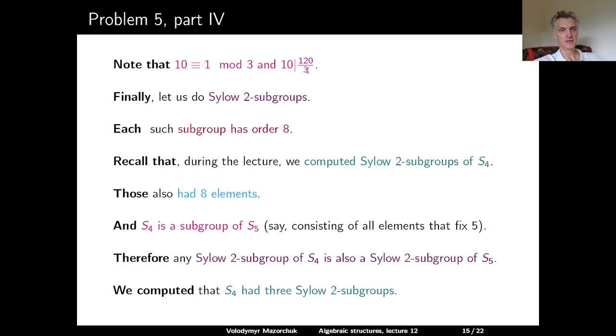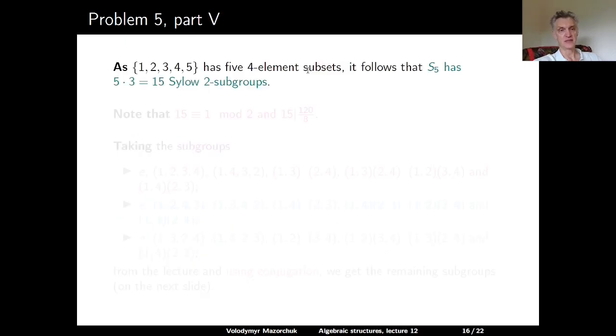And we computed that S4 had 3 Sylow 2 subgroups. We will list them shortly, but now we can say that the set 1, 2, 3, 4, 5 has 5 4-element subsets. So we can embed S4 into S5, roughly speaking, in 5 different ways. So this means that S5 will have 5 times 3, which is 15 Sylow 2 subgroups. And note that 15 is congruent to 1 modulo 2, and also 15 divides 120 divided by 8. Actually, 15 equals 120 divided by 8.